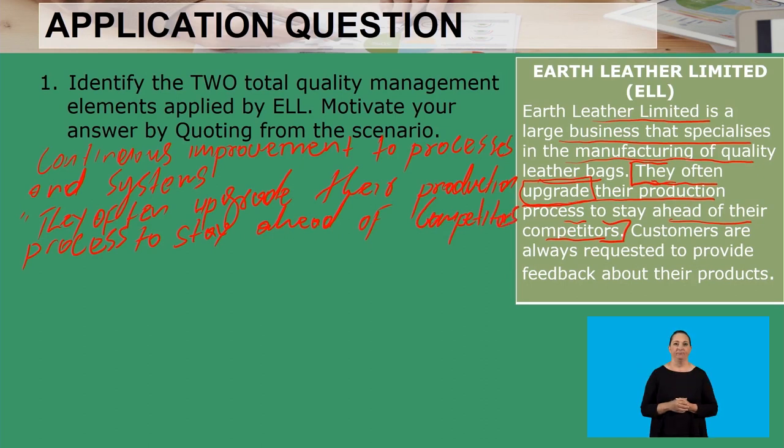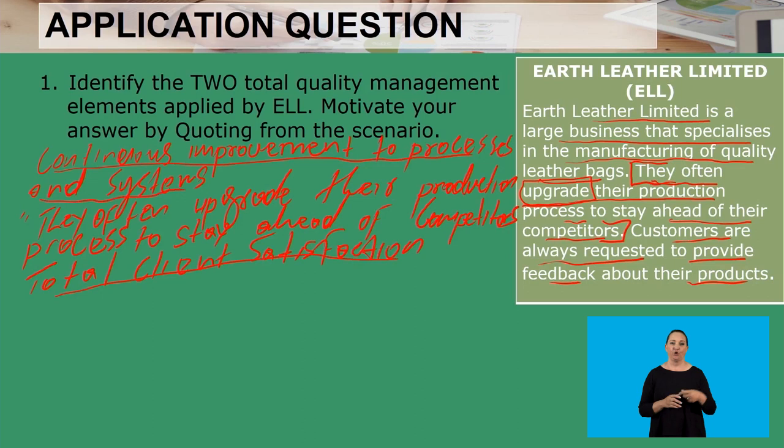Then the second part was, which other element is there? Customers are always requested to provide feedback about their products. So this element goes back to total client satisfaction. That is your total client satisfaction, and that is your continuous improvement to processes and systems. Those are the 2 TQM elements.